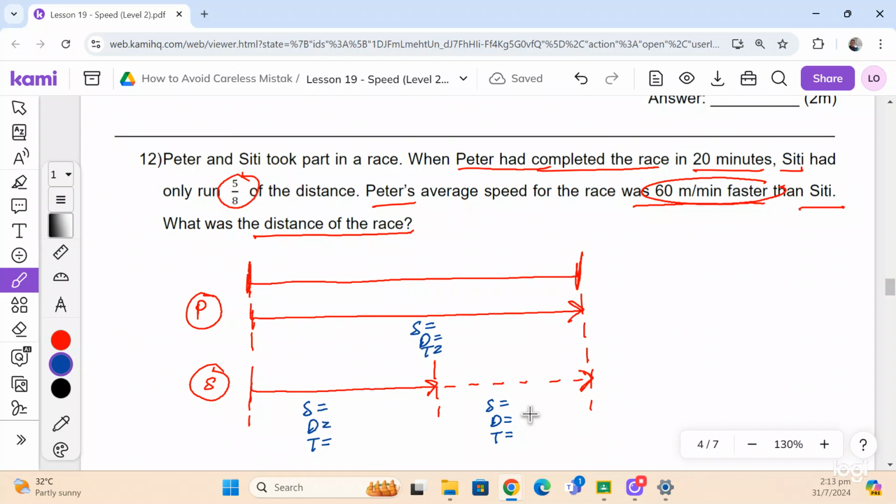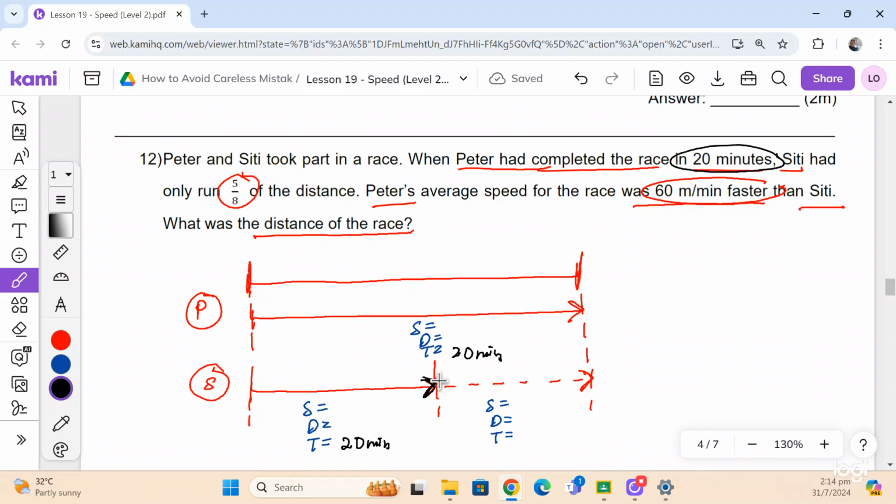So your model is almost completed. The next thing that we do is to plug the numbers in and put them inside. When Peter had completed the race in 20 minutes, because they started at the same time, where was City after 20 minutes? She is somewhere here, after 20 minutes. So the time taken for City is also 20 minutes, which is until the black arrowhead.